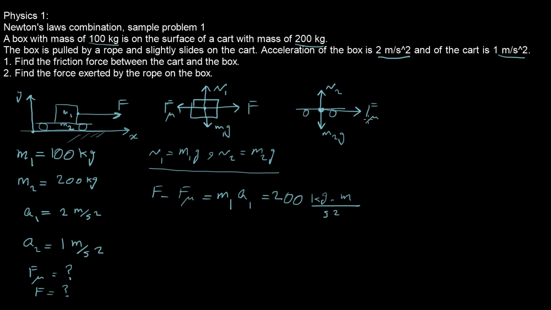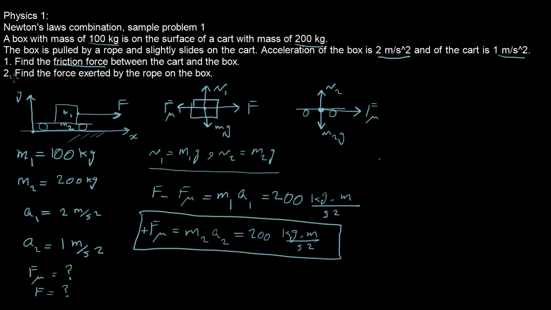Now for the other object, which is the cart, the net force is F mu. This time it's in the positive x direction, so the sign is positive, equals mass of the object, M2, times A2. It's equal to 200 times 1, 200 kilogram meters per second square. So we basically answered the first question, find the friction force. This is the friction force. So that's it.